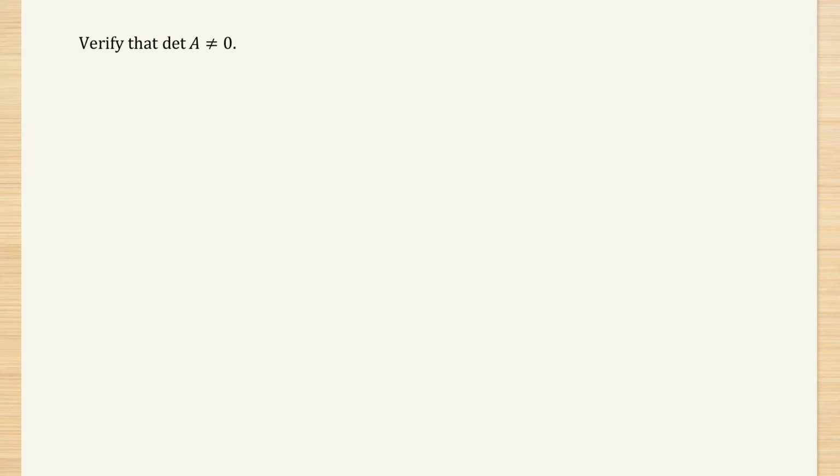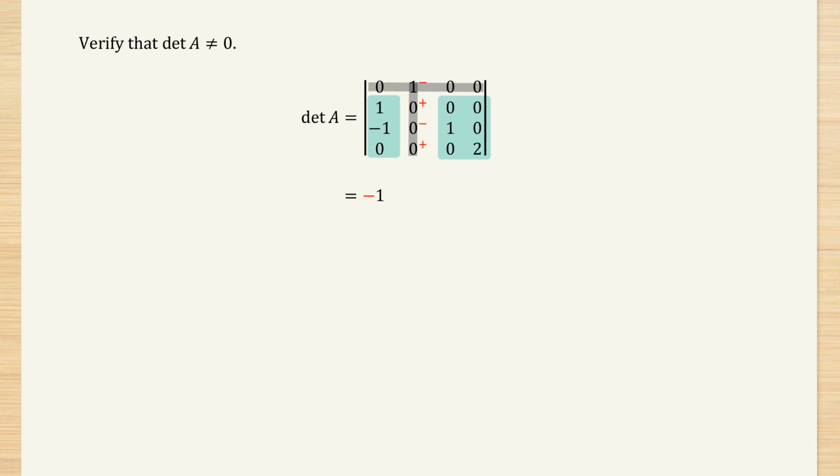Verify that the determinant of A is non-zero. Cofactor expansion along the second column, 1, and then attach on that negative sign associated with that position. Cross off the row and column that has the 1, and then find the determinant of that.